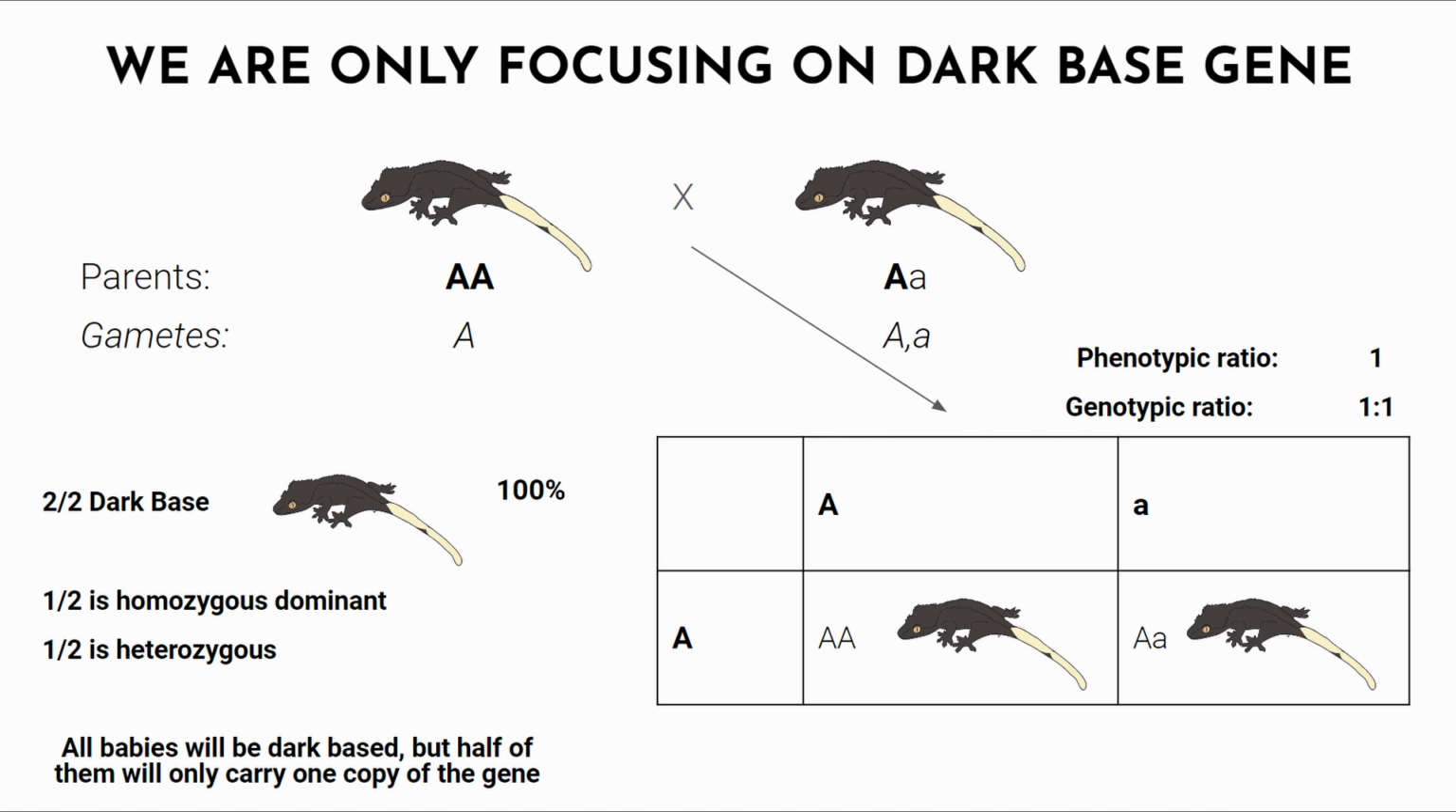However, half of them are going to have two copies of the gene, while the other half is going to only have one copy of the gene. This means that one half is homozygous dominant while the other half is heterozygous.